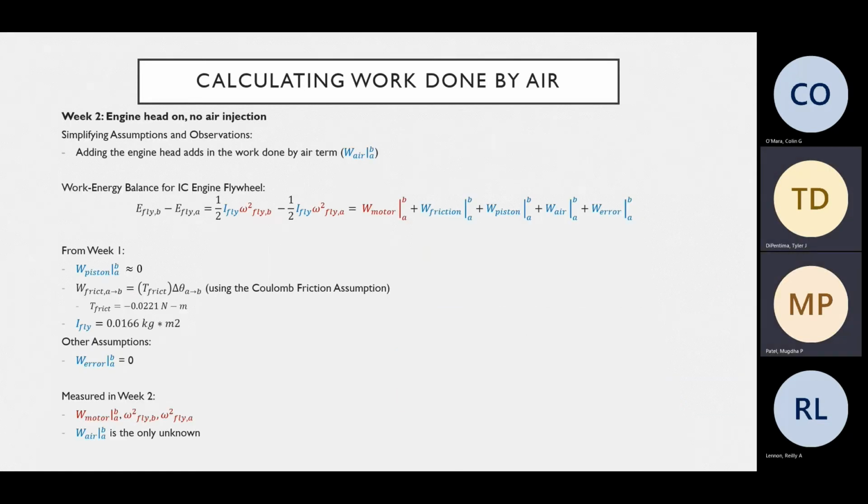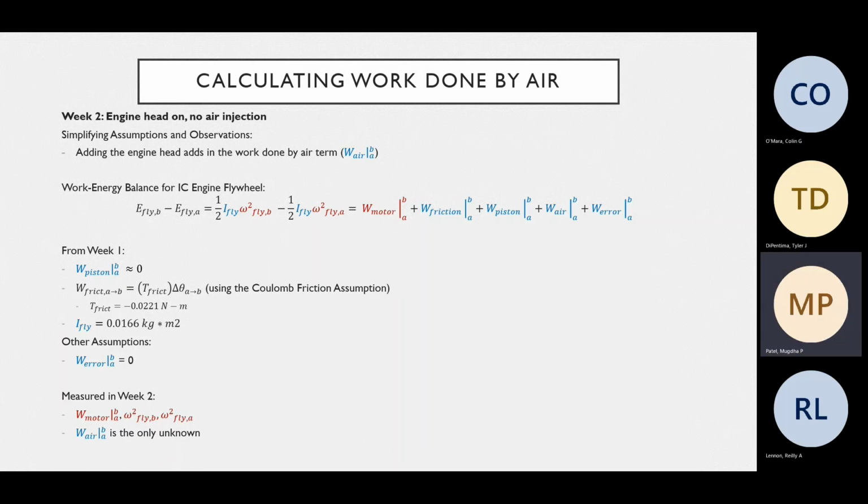Moving into week 2, we'll be calculating the work done by air. So we'll have the engine head on, but still no air injection. Adding the engine head adds in the work term to the work energy balance equation shown earlier. So from week 1, we had made the assumption that work from the piston was 0. We had solved for frictional work using the frictional torque, and we'd also solved for the flywheel inertia. We are also still assuming that the discrepancy term is equal to 0.